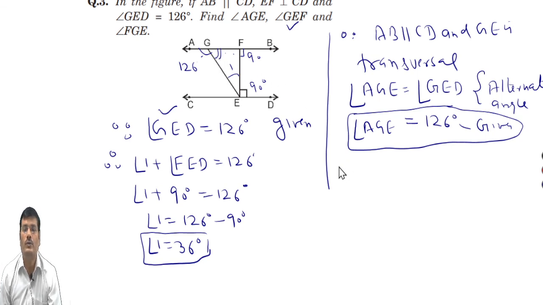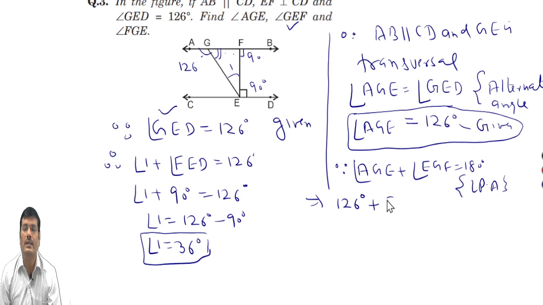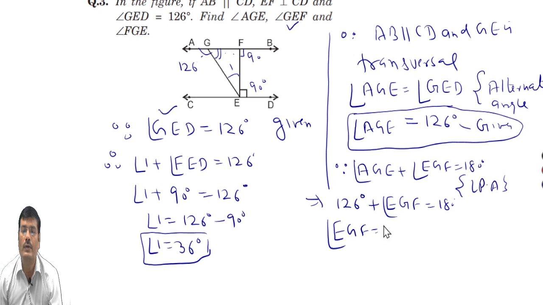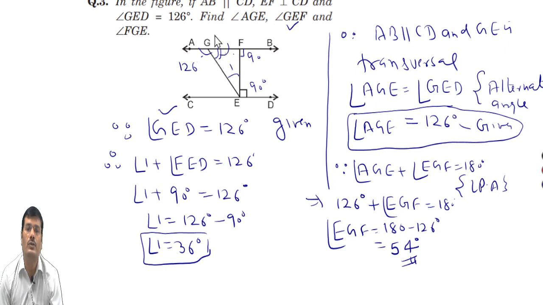Okay. So since angle AGE plus angle EGF is equal to 180 degree by linear pair axiom, in place of AGE write 126 degree and EGF, FGE whatever. So it is 180 degree. So angle EGF is what? 180 degree minus 126 degree. So this is a 4 and it is a 5. This one is 54 degree. So this angle is equal to 54 degree.